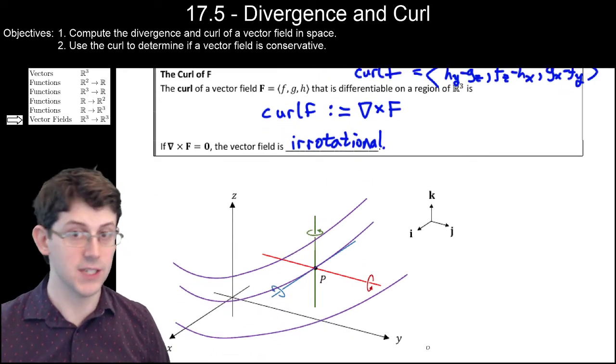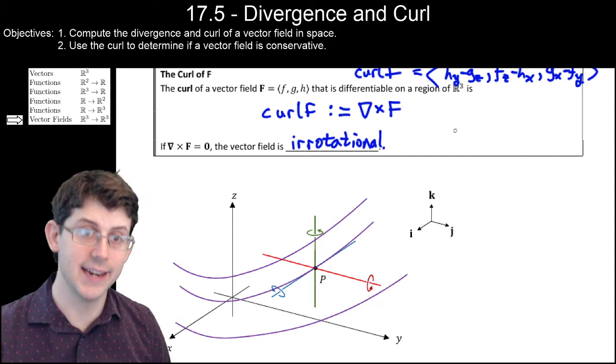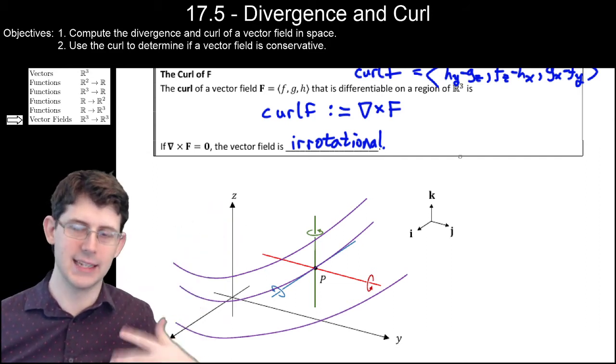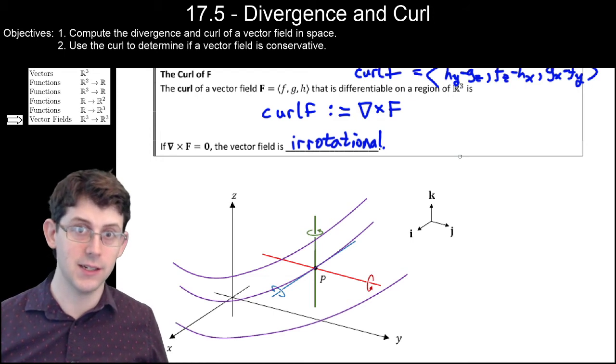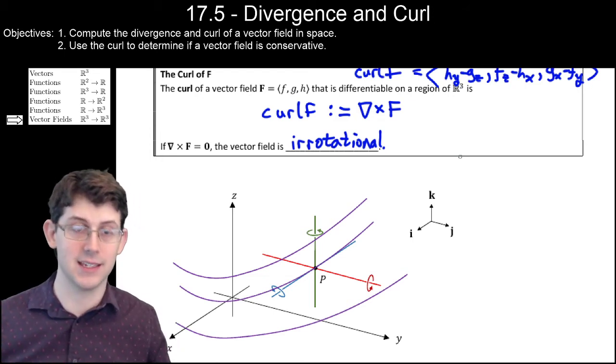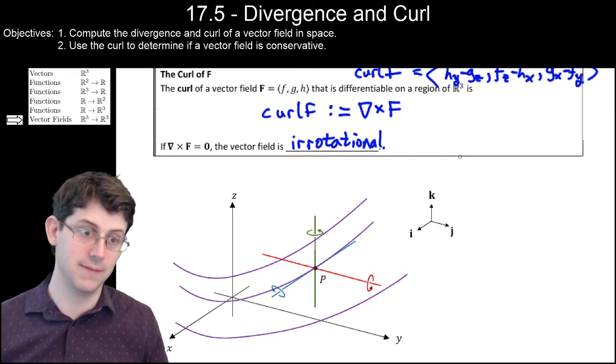Okay, so that's divergence and curl. Divergence is del dot F. It measures how much source there is, and that has something to do with flux. Curl is del cross F. It measures how much spinning there is, and that's going to have something to do with circulation.